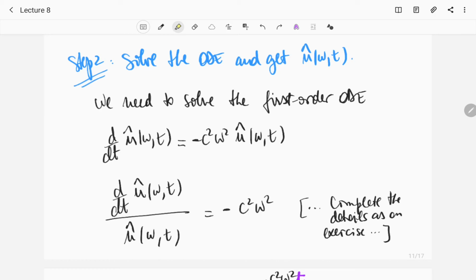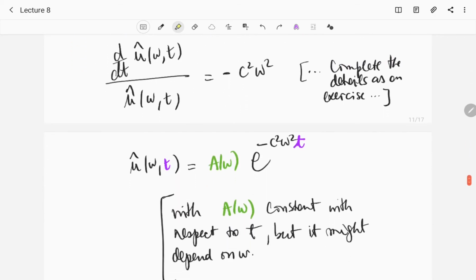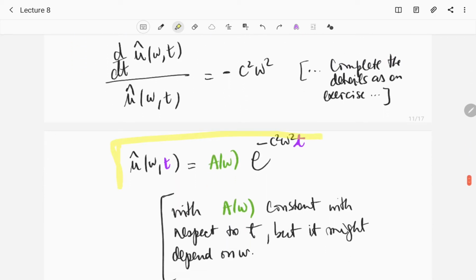Okay, so we just work a little bit with this equation. Remember, this is the function, but the variable is t. So we rewrite this equation here. Well, you can complete the details as an exercise, which is just a super easy equation that we were working a lot with. So we have this solution.